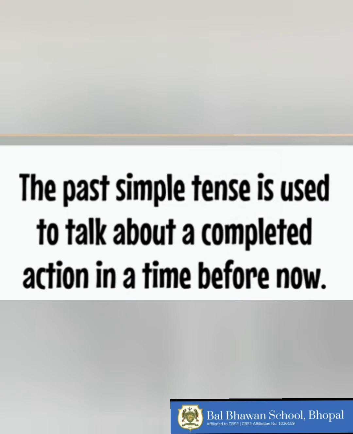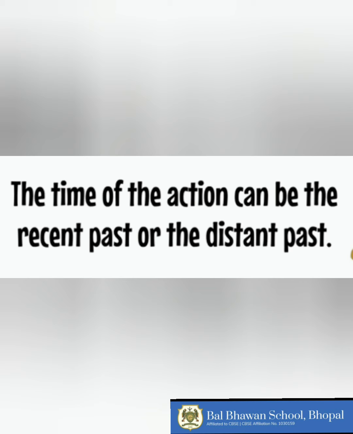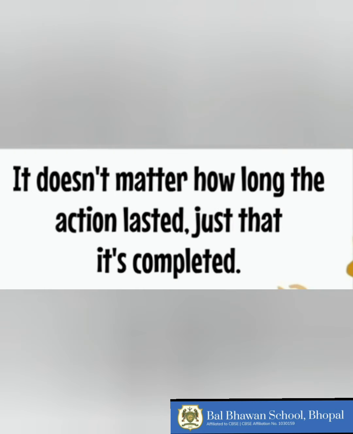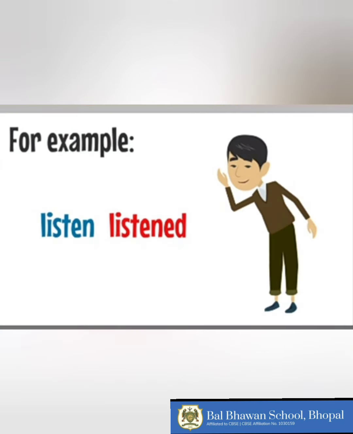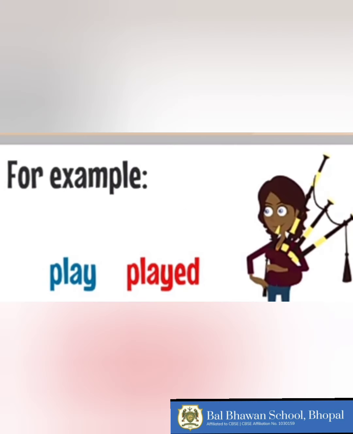tense. The past simple tense is used to talk about a completed action in a time before now. The time of action can be recent past or distant past. It doesn't matter how long the action lasted, just that it's complete. The verb form changes when we use it in the past tense. For example, type becomes typed. Listen becomes listened. Play becomes played. Let us see a few more examples.